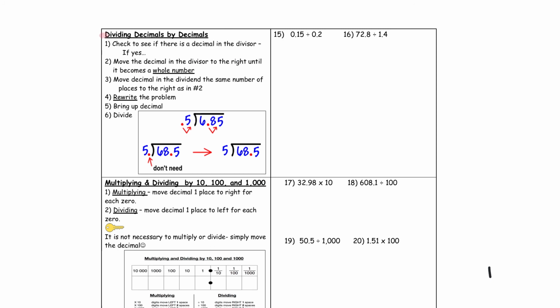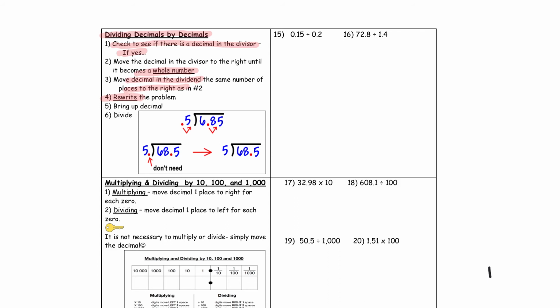Here we have a review of dividing decimals by decimals. So the first thing you want to do is check to see if there is a decimal in the divisor. If the answer is yes, you need to stop right there and realize that you have to move the decimal to make the number in the divisor a whole number. Then you move the decimal in the divisor until it becomes a whole number and follow the remaining steps. One of the other things that you have to remember is that you have to rewrite the problem.